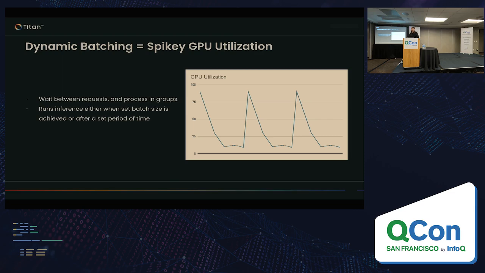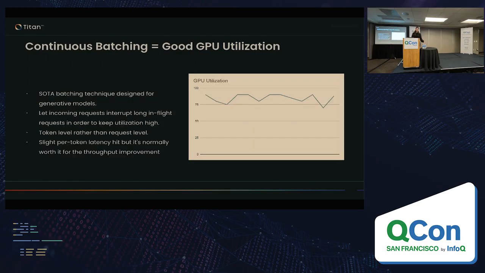We then see people going straight to dynamic batching. What this means is I have a set batch size. So let's say my batch size is 16. I will wait until 16 requests have come in to process, or I'll wait a fixed amount of time. And you end up with this kind of spiky GPU utilization, which is still not great either.